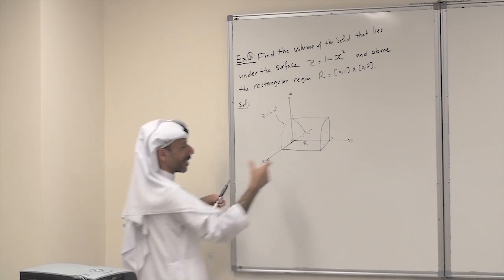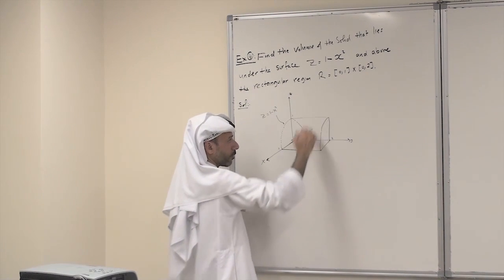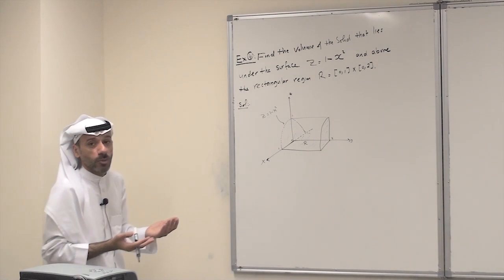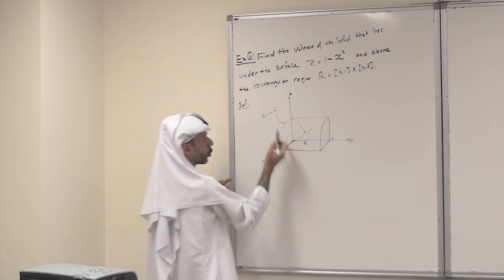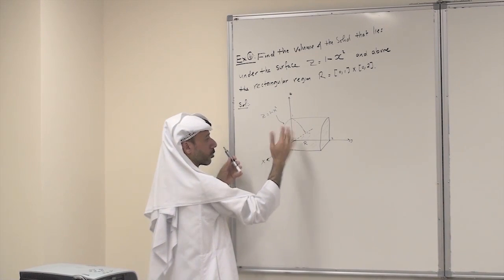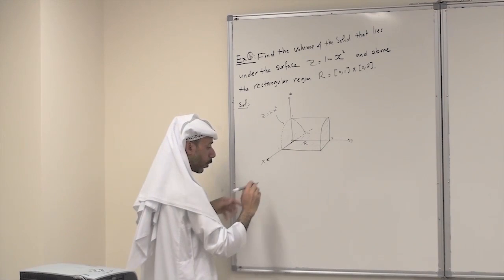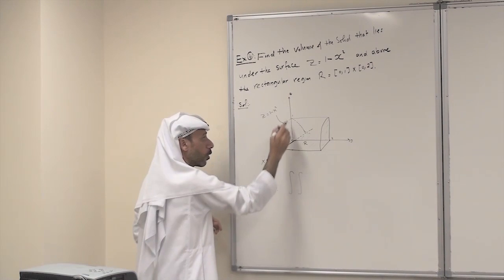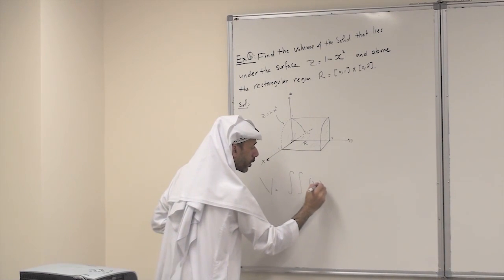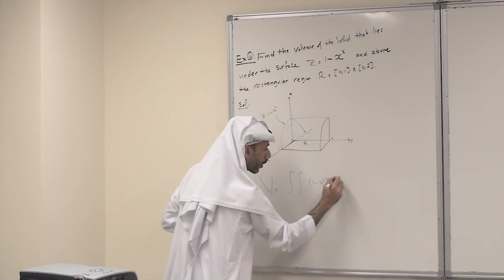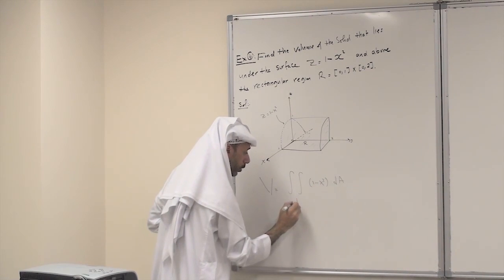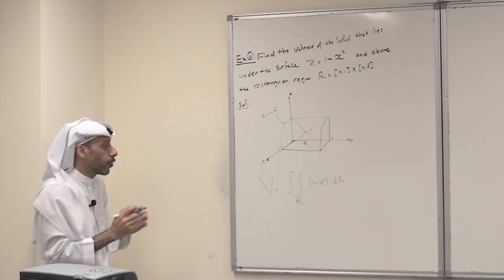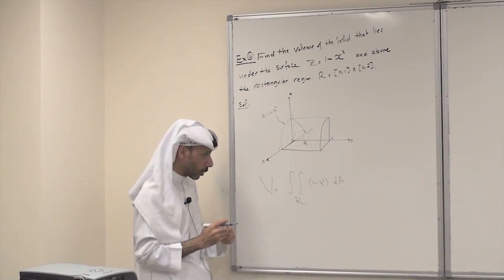It is the part of this in the first octant, below the cylinder and above the rectangular region. By the volume problem, we have a formula: if the function z is positive and continuous over a region, the volume is given by the double integral of the function, which is 1 minus x squared dA, over the region R. So this is the formula for the volume of this solid.